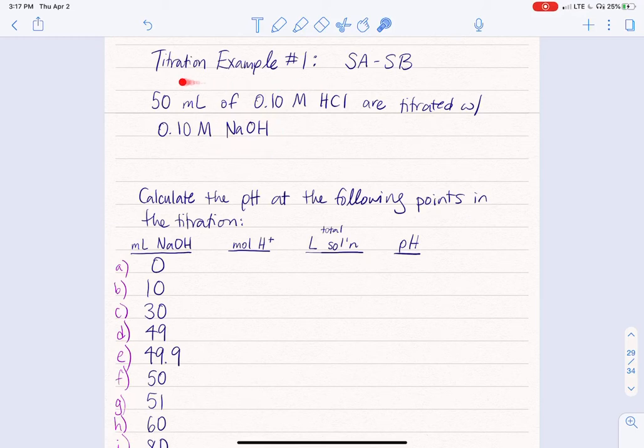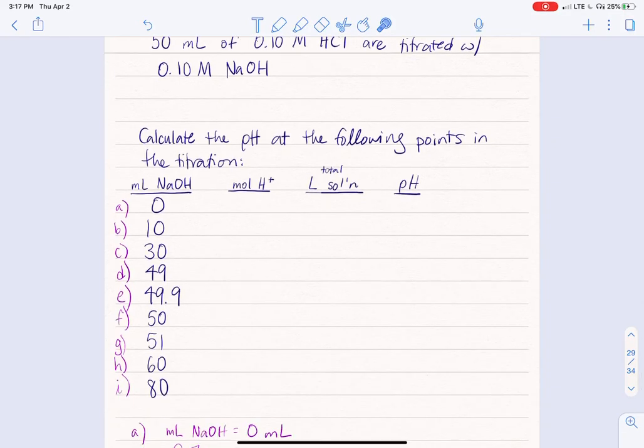You can imagine that this 50 milliliters of analyte is in an Erlenmeyer flask, and that we have a burette filled with 0.1 molar sodium hydroxide. We can add different volumes of sodium hydroxide to the analyte, and we can calculate the pH at different points in the titration. So a typical titration problem will ask you to calculate the pH at various points in the titration according to the volumes of whatever it is that you're adding from your burette.